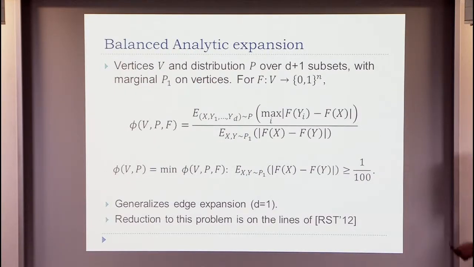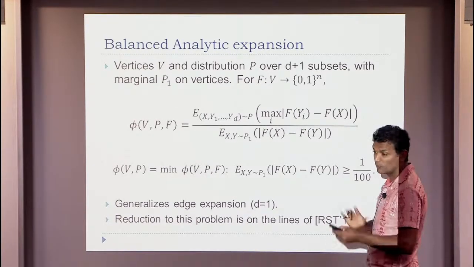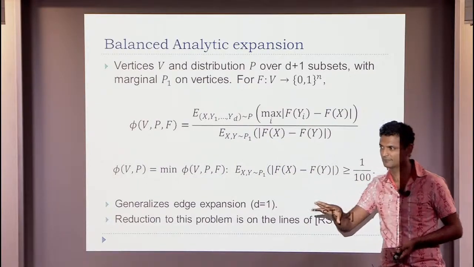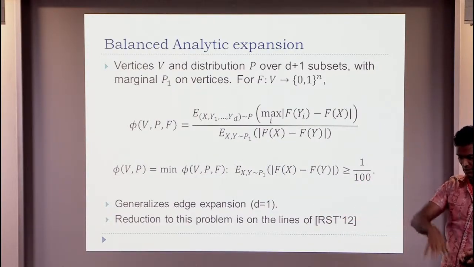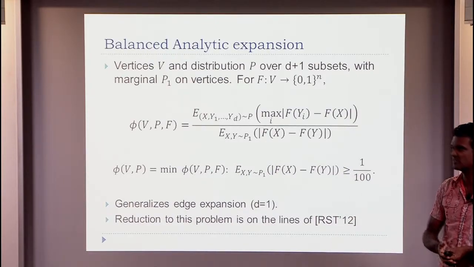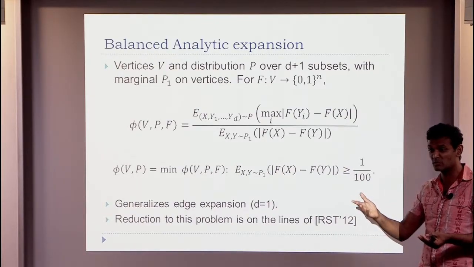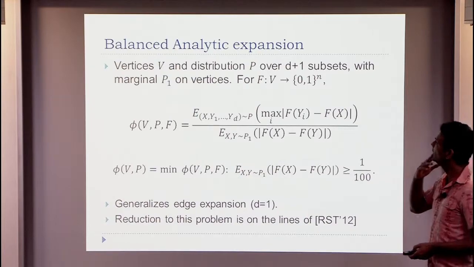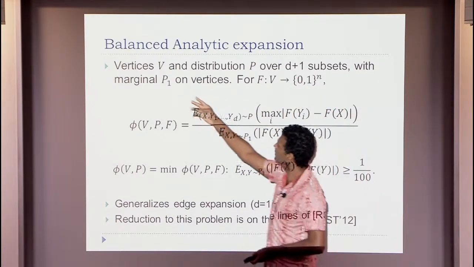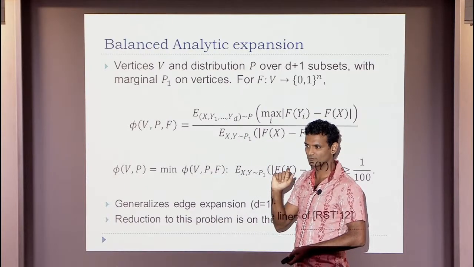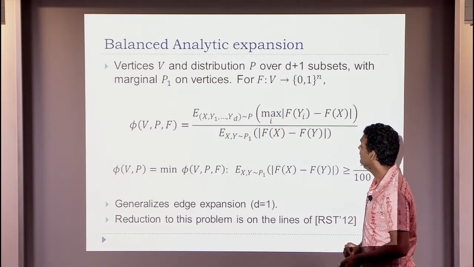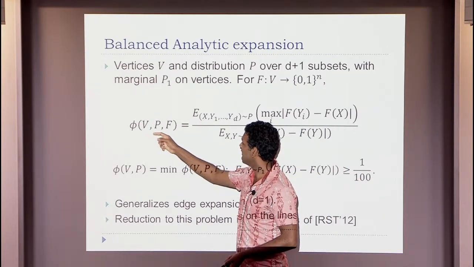Okay, so what is this balanced analytic expansion? You have a set of vertices V, which could be an infinite set, and you have a probability distribution over subsets of size d plus 1. So there is some distribution specified over subsets of size d plus 1. If it's an explicit hypergraph, maybe a d plus 1 uniform hypergraph, then it's just uniform on the hyperedges. But it could be something more general. And this will also have a marginal on pairs. So if you have a distribution on subsets, you look at what it induces on pairs. Okay. And so what is this quantity, this balanced analytic expansion?